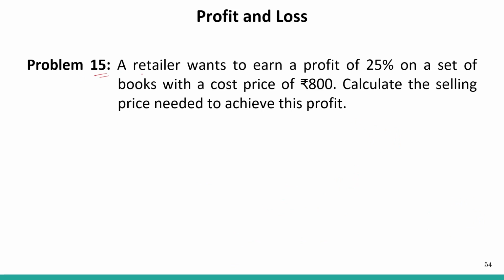So let's see problem number 15. A retailer wants to earn a profit of 25% on a set of books with a cost price of 800 rupees. So calculate the selling price needed to achieve this amount of profit. Okay, so given that CP is equal to 800, he wants to earn 25%. So SP is equal to CP plus profit, right? So CP is equal to 800, and profit will be what? The decimal form of this.